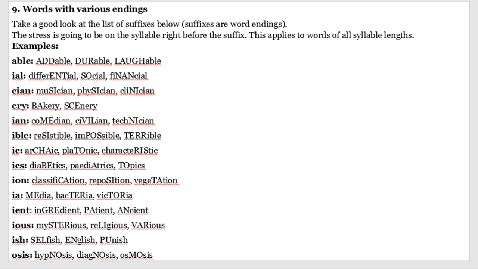9. ion, classification, reposition, vegetation. 10. ia, media, bacteria, Victoria. 11. ient, ingredient, patient, ancient. 12. ious, mysterious, religious, various. 13. ish, selfish, English, punish. 14. osis, hypnosis, diagnosis, osmosis.